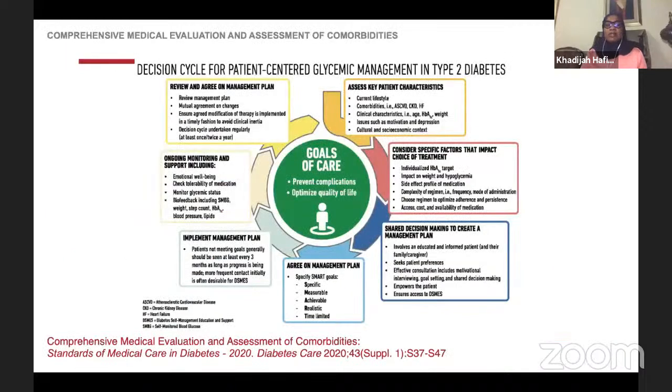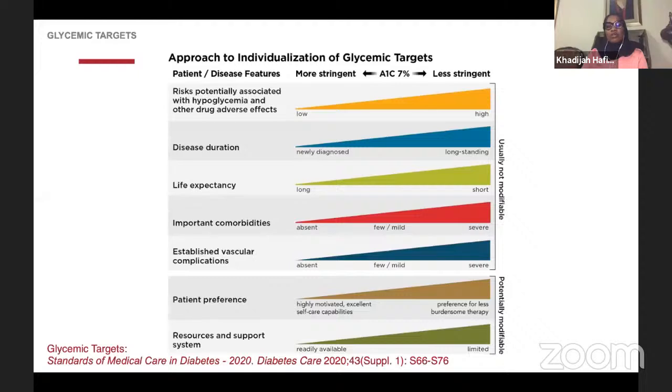Now, when we are thinking about diabetes management, the goals of care are focused around the patient: to prevent the long-term complications and optimize the quality of life. We've also come to agree in the consensus that the approach to a glycemic target needs to be very individualized. There are a number of factors we need to take into consideration, which I've listed here, taken from the American Diabetes Association Standards of Care. One may aim for a most stringent target of less than 7%, depending on the disease duration, patient preference, resources and support. Likewise, you may aim for a less stringent target in a frail elderly patient, for instance, who has a shorter life expectancy and important comorbidities.